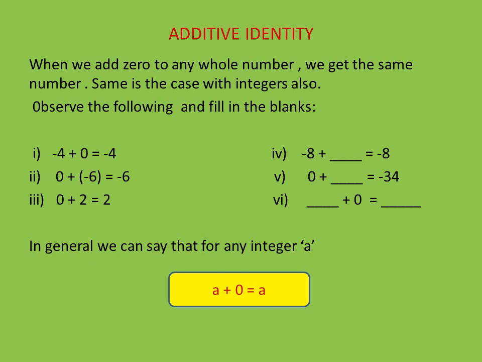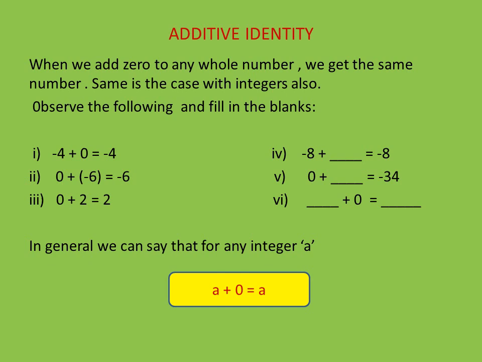Now, when we add 0 to any whole number, we get the same number. And the same is the case with integers also. That is, 0 is a kind of number which doesn't change the identity of a number which is added to it. For example, in the first case, as you can see, when 0 is added to -4, we get -4, meaning the identity of -4 is not changed. That is why 0 is called the additive identity.